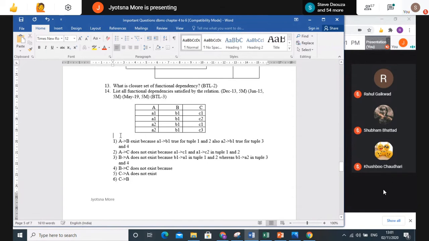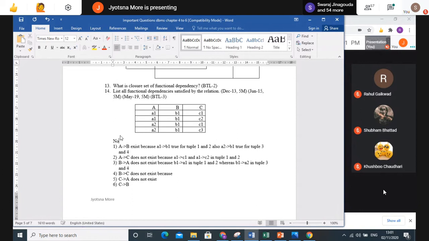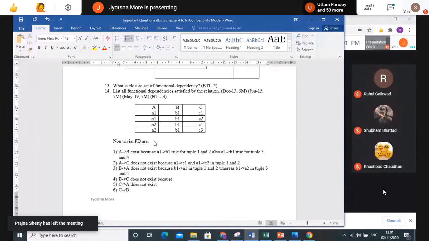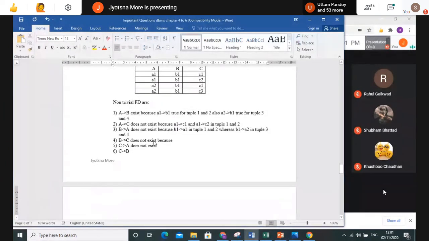So these are our non-trivial functional dependencies. We got the final answer. That we will check later on. So now this exists.